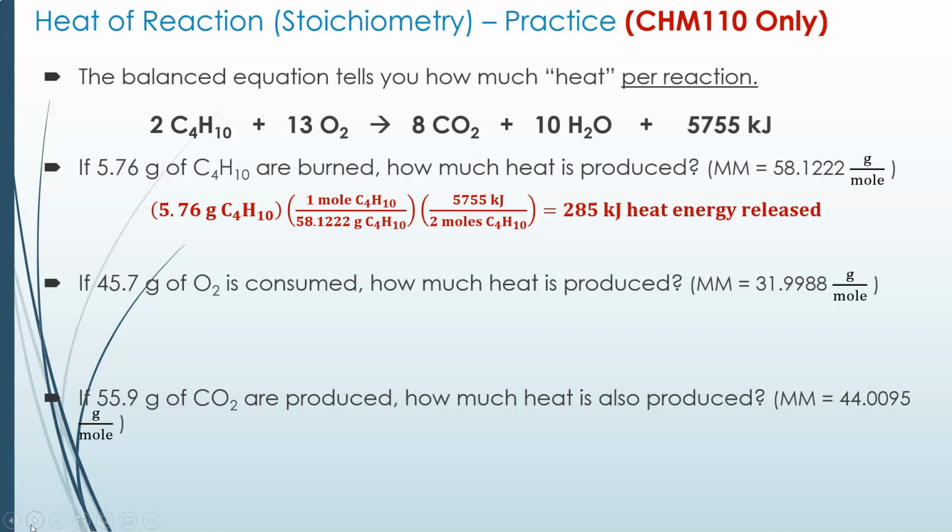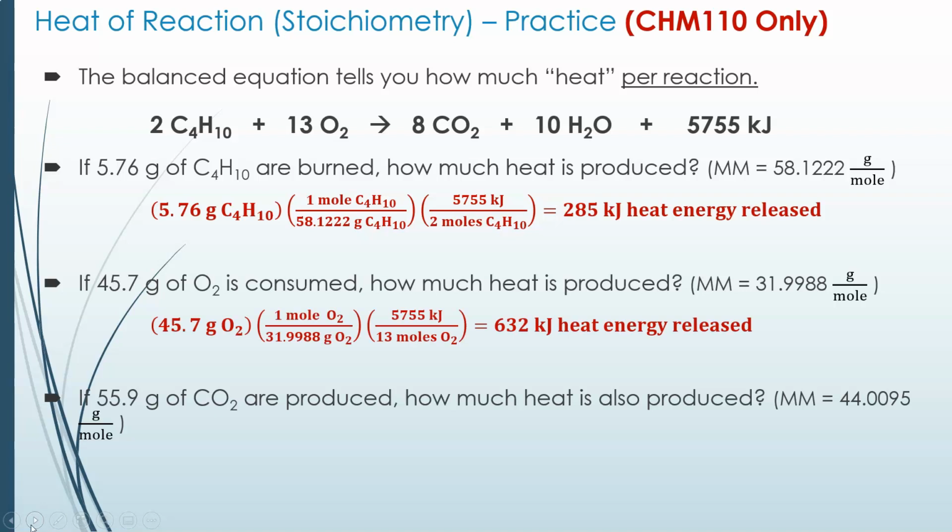Second question, if 45.7 grams of oxygen are consumed, how much heat is produced? And I give you the molar mass of oxygen. This is just 2 times the molar mass of each oxygen atom, 31.9988 grams per mole. We turn the grams into moles, and we know that 13 moles of oxygen will make 5755 kilojoules of energy. Remember, every time you make your conversion factor, put the units in first. Moles of oxygen on the bottom, kilojoules on top, then plug in the numbers from your equation. And then you see your value, 632 kilojoules of energy released.